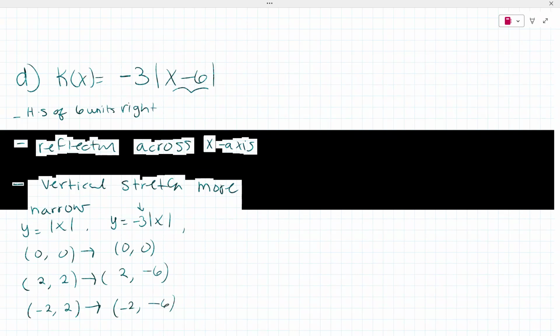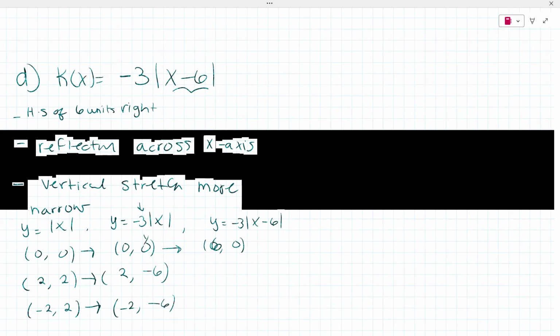Okay. And then the last one is the horizontal shift. So you could do y equals negative 3 times the absolute value of x minus 6. Okay, so you always start with the previous point. So (0, 0) will now be, x minus 6 is a horizontal shift of 6 units to the right. So you're going to add 6 to the x coordinate. So (0, 0) will now be (6, 0).